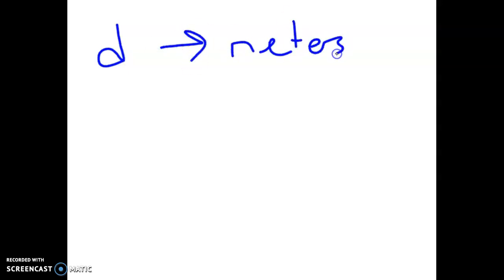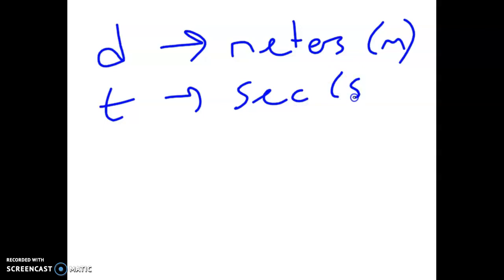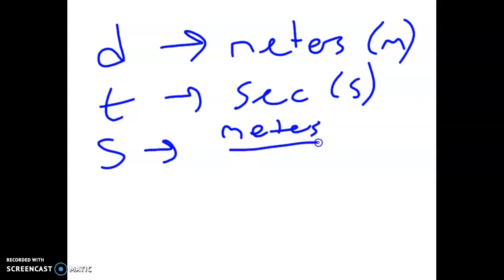It's important to remember that distance is measured in meters, m. Time is measured in seconds, which is s. Speed is measured in meters per second, which is m divided by s.